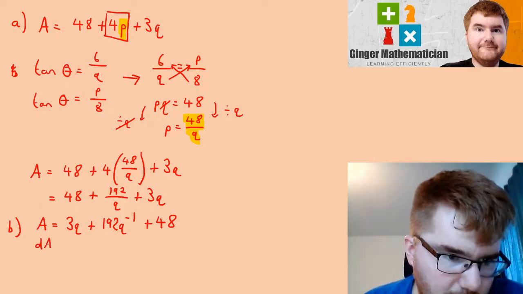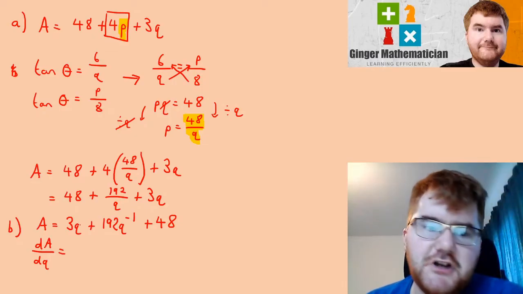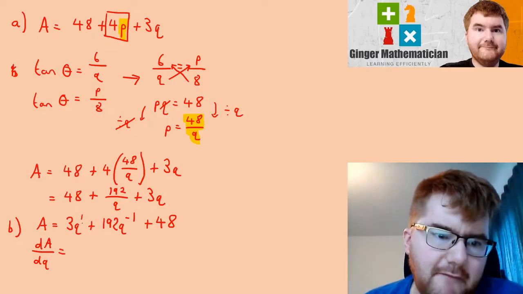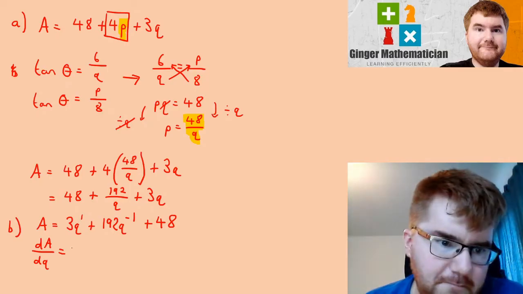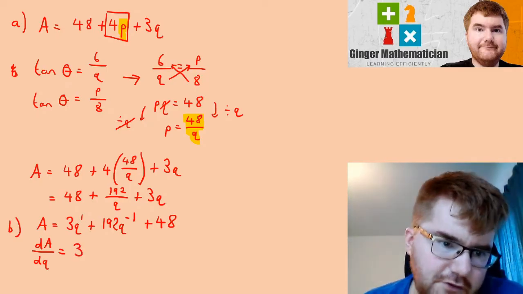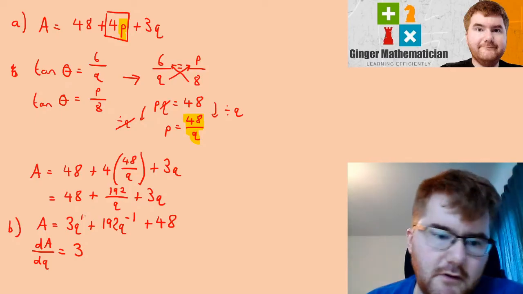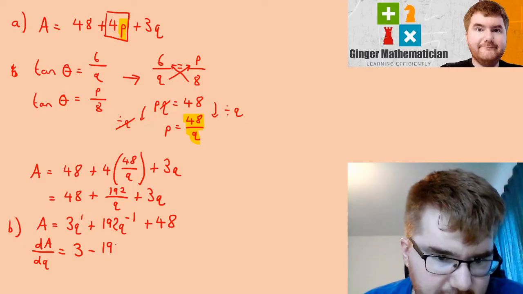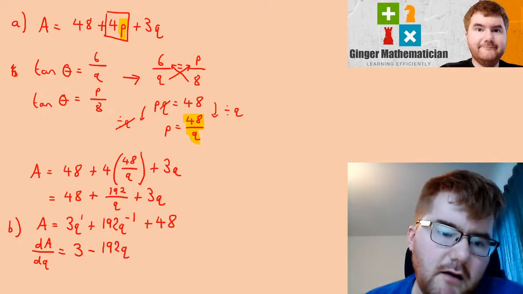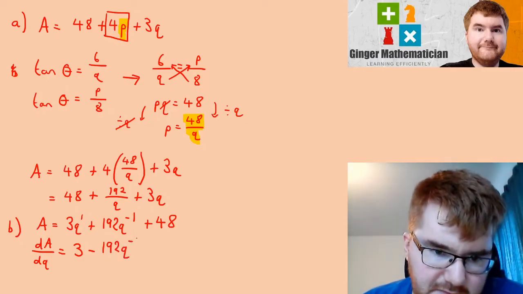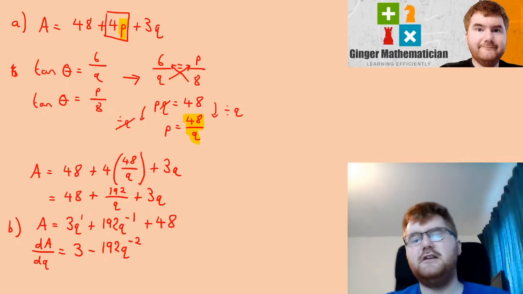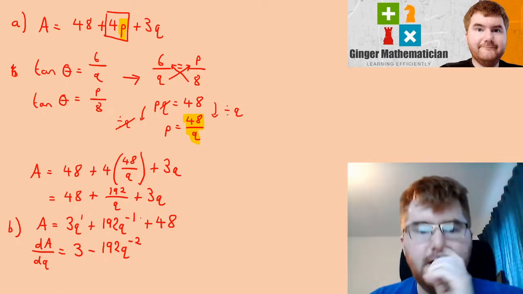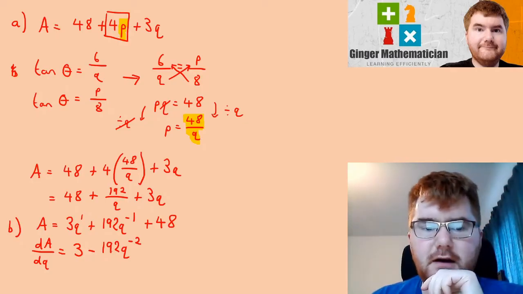So then I work out what dA by dq is equal to. So remember the differentiation process. If you just have a linear function, so 3q, this just becomes 3 because you reduce the index by 1. q to the power of 0 is 1. If I differentiate this, well, I'm going to get minus 192. But I need to reduce the index by 1, so this becomes minus 2. And remember, if you differentiate a number, that then just disappears. So this is my answer here. So 3 minus 192 q to the power of minus 2.